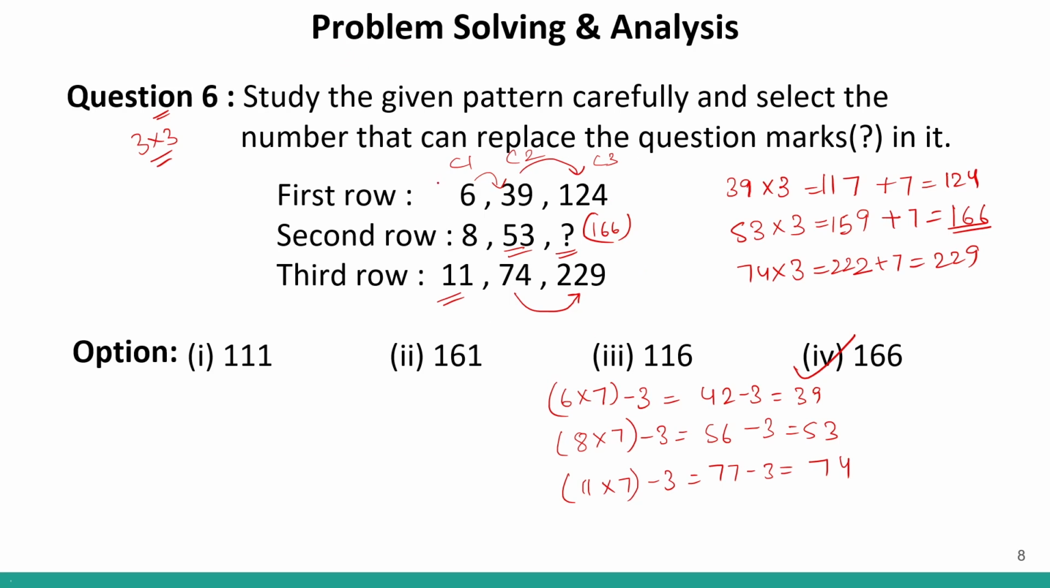If this is A, this is B and this is C, it will be A into 7 minus 3 gives me my B. And B into 3 plus 7 will give me my C. So this is a very complicated statement.